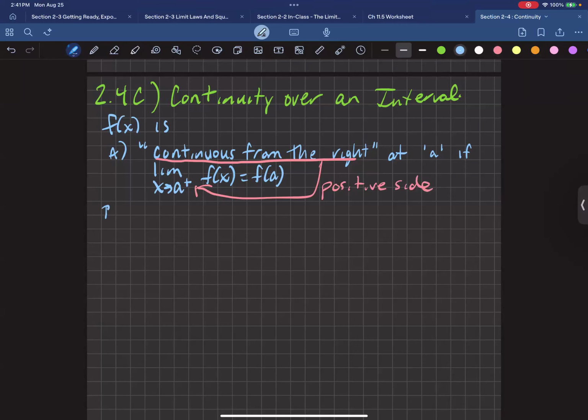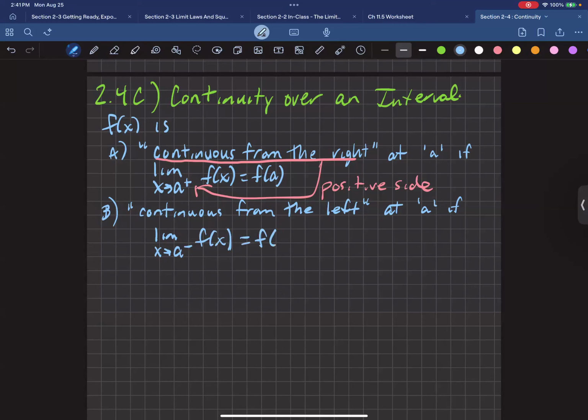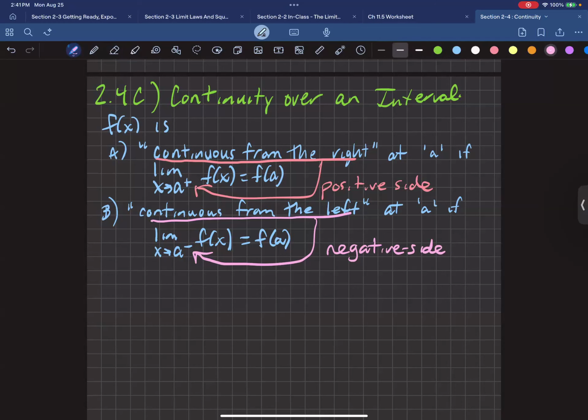And then we'll say b, it's continuous from the left at a if, and then we're going to do it from the left side, which is the negative side. The limit as x approaches a from the left equals f of a. So that's giving us our negative side. We did one-sided limits already. This is not a new step, but we haven't looked at continuity before.